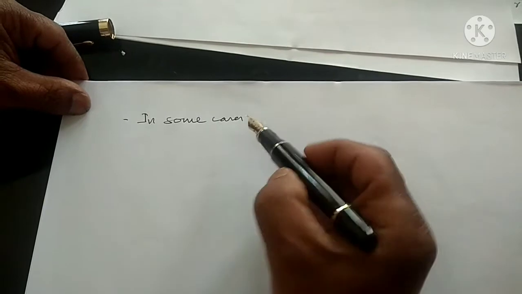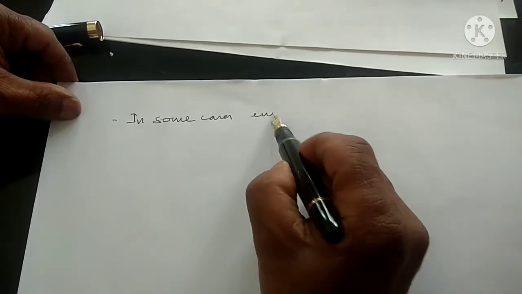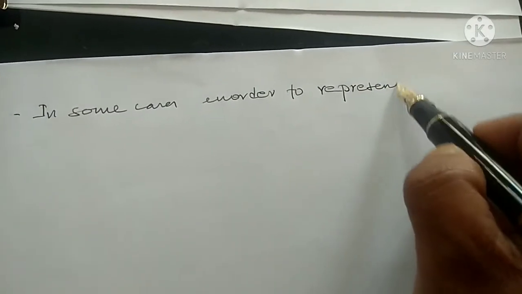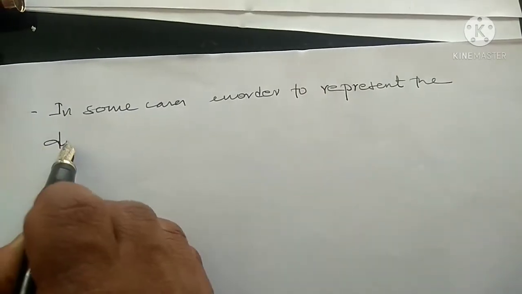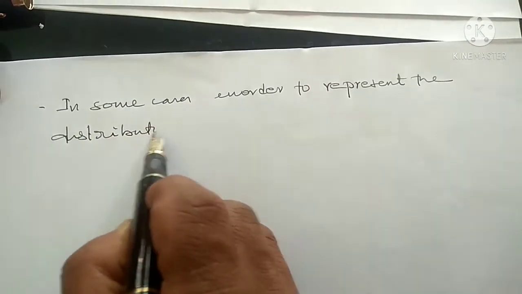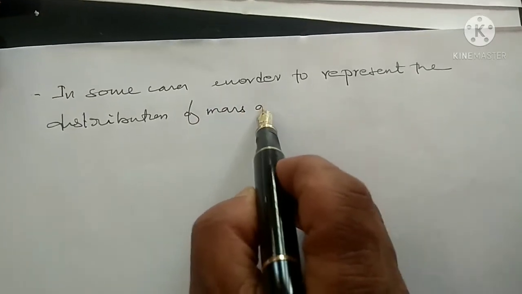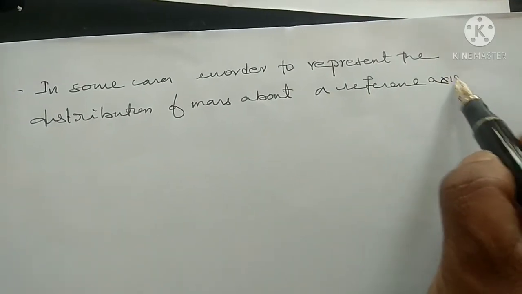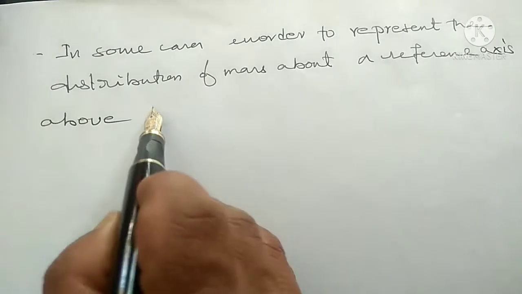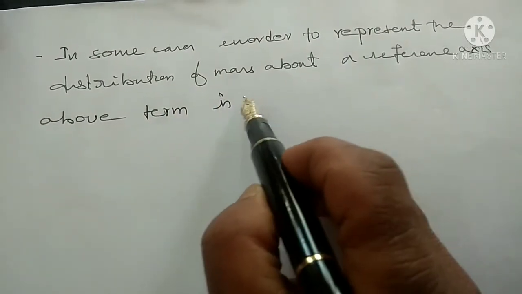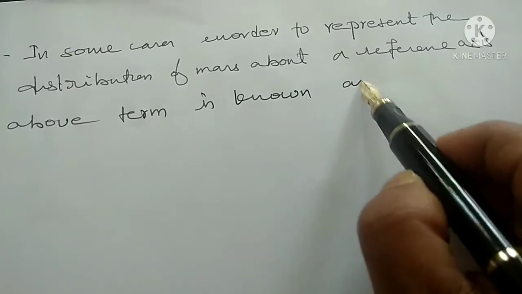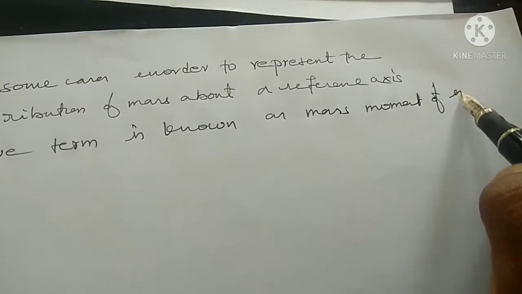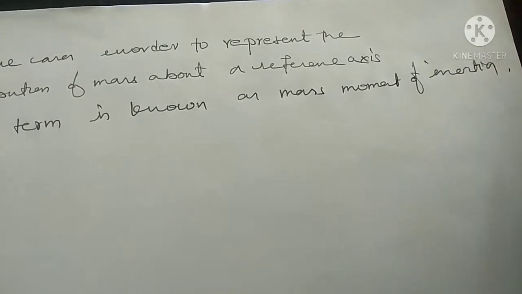In order to represent the distribution of mass about a reference axis, the above term is known as mass moment of inertia.